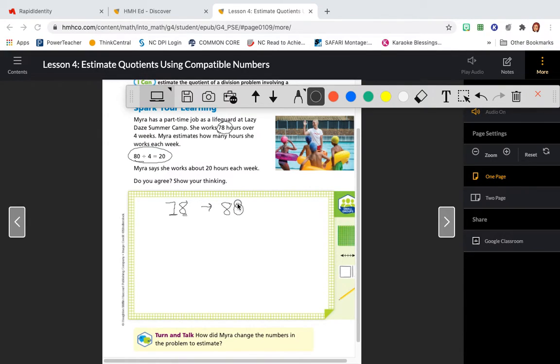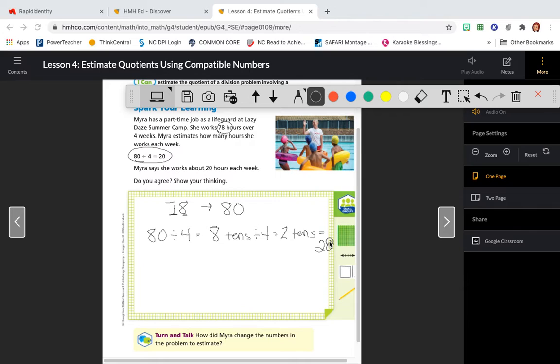Okay, so that's the first step. Then we're going to take that and make that into a division equation. She said 80 divided by 4. Let's simplify that. Let's take that 80 and turn it into 8 tenths, still divided by 4. So what is 8 divided by 4? You get 2 tenths, which equals 20. So we can say that 80 divided by 4 equals 20.